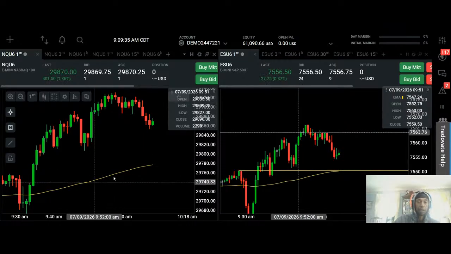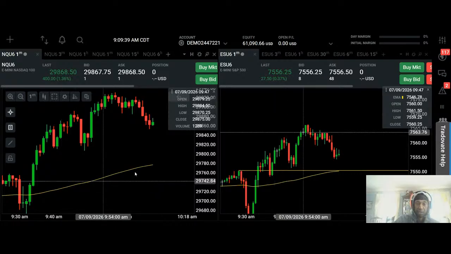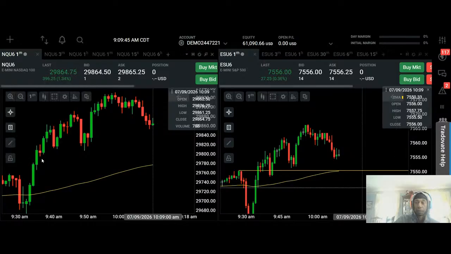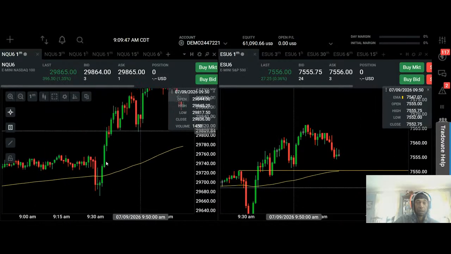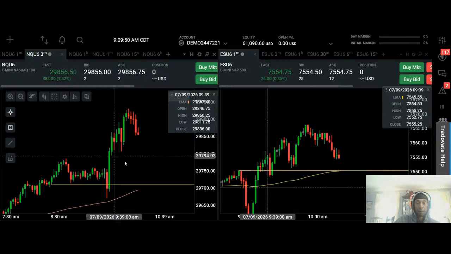One being this EMA right here. Whatever happens, I've got to be trading from this line. Period. That's number one, first and foremost. The second thing that it must do, it must look like this.